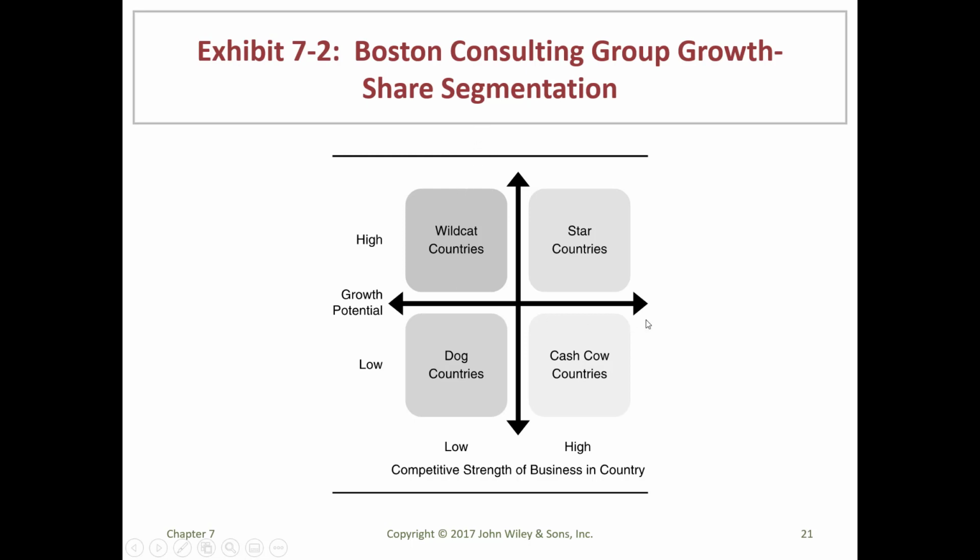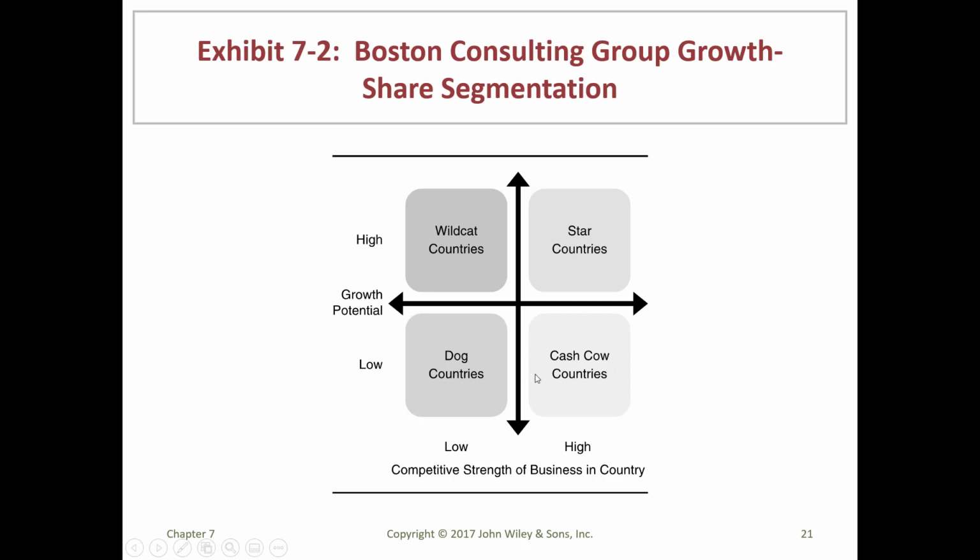This is another example, a little bit like what we did before. And this was based on a segmentation for Nestle done by the Boston Consultancy Group. Again, this is very similar to the one before: how strong we are in the country relative to how strong our growth potential is. If we're strong in the country and there's high growth potential, so for example, going back to Starbucks, we have lots of coffee shops there, and they drink a lot of coffee, this is a star country.